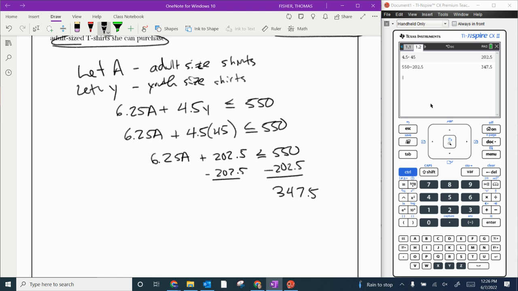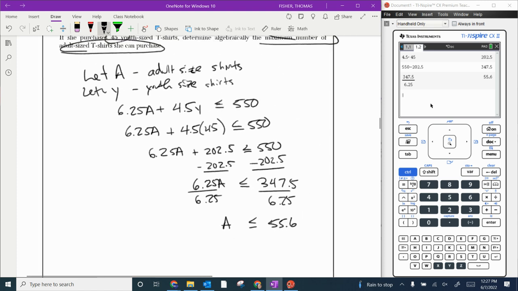Let's see, did I type something in wrong? No, I think I'm good. 550 minus, yep, okay. So that's less than or equal to that. So 6.25a, and then divide by 6.25, divide by 6.25. And we get 55.6, so A is less than or equal to that.